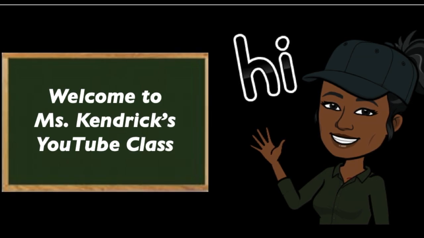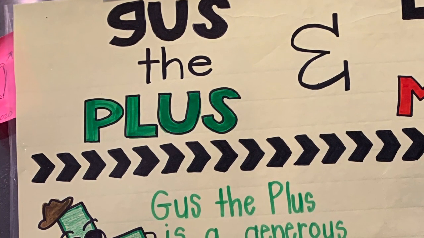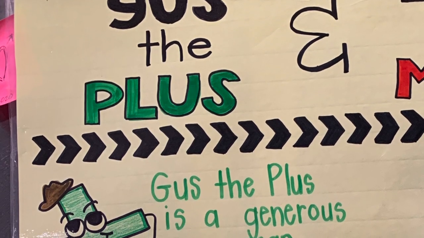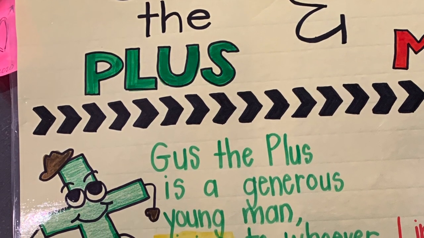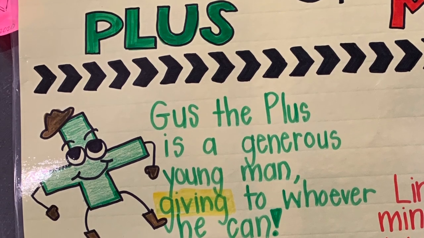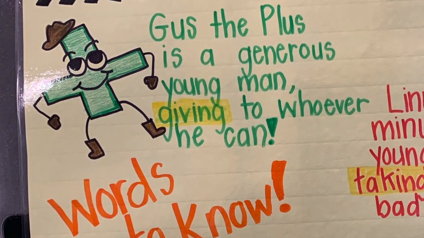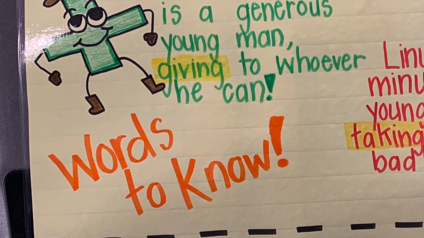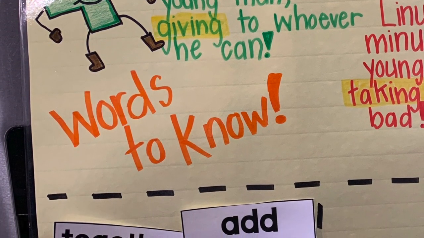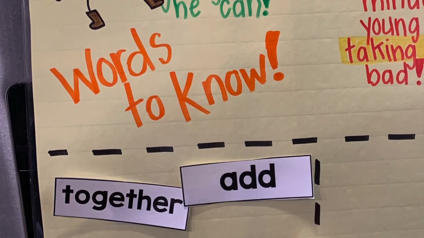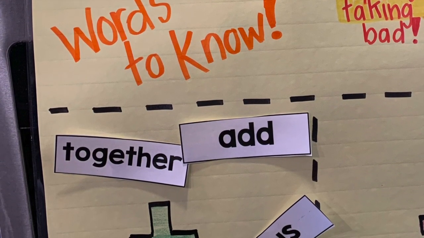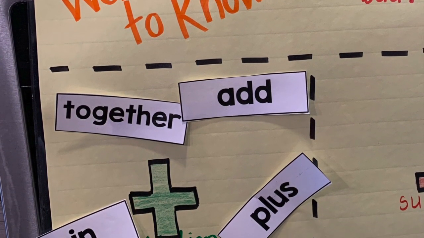Now we looked at this paper right before we all had to leave for school. It says Gus the Plus. Gus the Plus is a generous young man, giving to whoever he can. Keeping that in mind, we just know that Gus the Plus, he's nice, he's giving, he's caring, he likes to add, he likes things to be together. We always use the plus sign when we're talking about Gus.